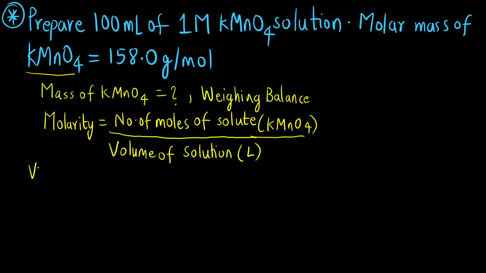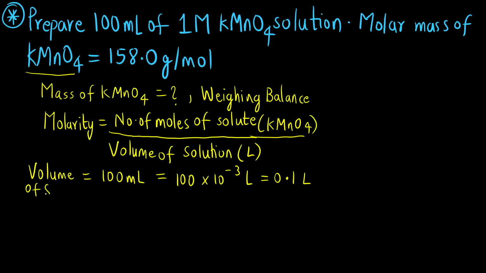So first let us calculate the volume of the solution in liter. What is the volume we have to prepare? It is 100 ml. What is 1 ml? Milli means 10 raised to minus 3, so milliliter means 10 raised to minus 3 liter. If we solve this, we will get 0.1 liter. So we got the volume of the solution in liter.